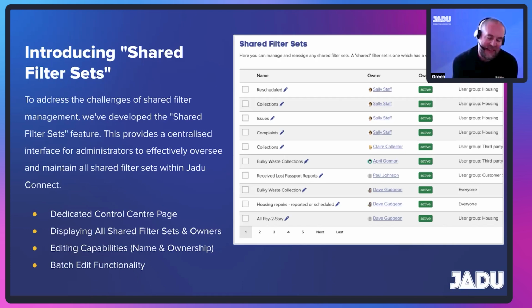So if you've got users who've set up lots of filters and they leave the organization either temporarily or permanently, those filters that they've set up might be shared with their colleagues, but they can't then be managed because the user who created them has left the organization. So they're effectively orphaned filters, and the manage shared filter sets feature allows you to take control of those filters and pass on ownership to a different user.